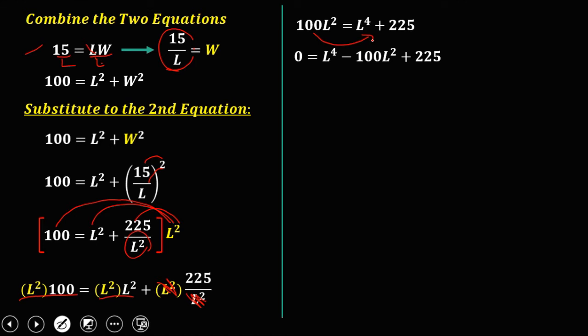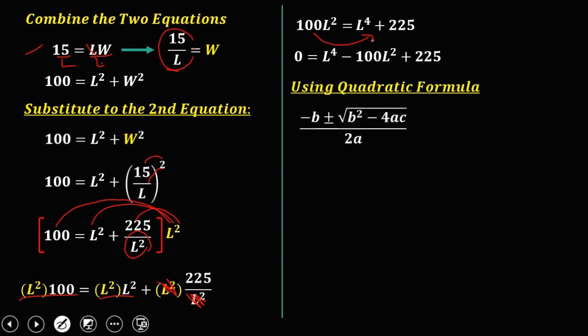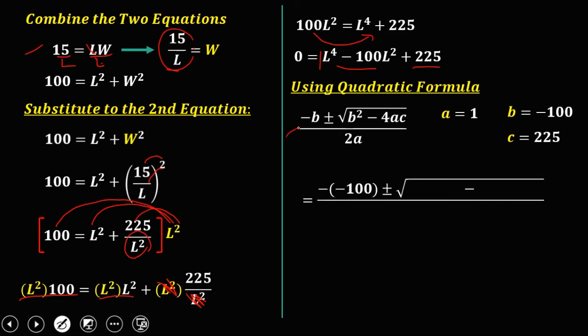Now, since we cannot solve this quadratic equation using factoring, we're going to use the quadratic formula. So this is the quadratic formula. Then let's have the values. A is 1, B is negative 100, and C is 225. Then substitute these values into this formula. So we have negative B, or negative negative 100, plus or minus the square root of negative 100 squared minus 4AC, that's 4 times 1 times 225, over 2 times 1. Then simplify.